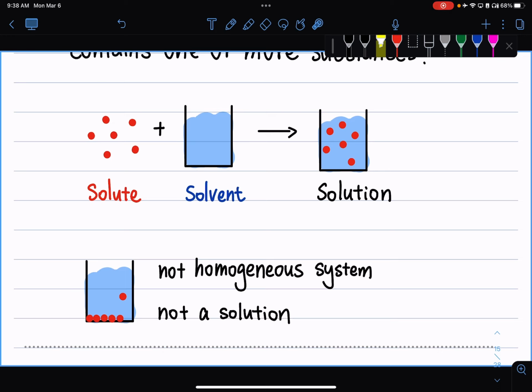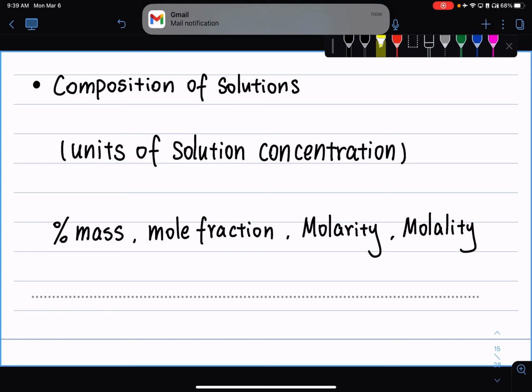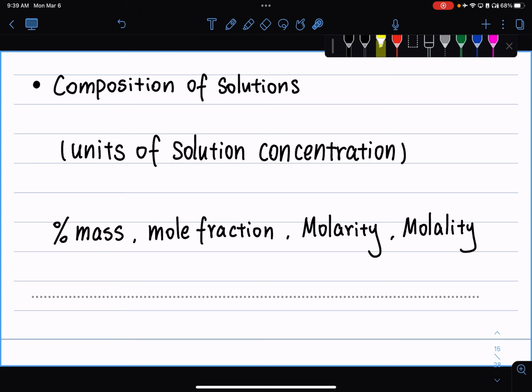When we're talking about the composition of solutions, we have several units we normally use to describe solution concentration. Those units include percentage mass, mole fraction, molarity, and molality. They have different applications, which is why people use them in different setups. But it's important to know what kind of concentration people are asking for. So we'll quickly go over the definitions of these units.